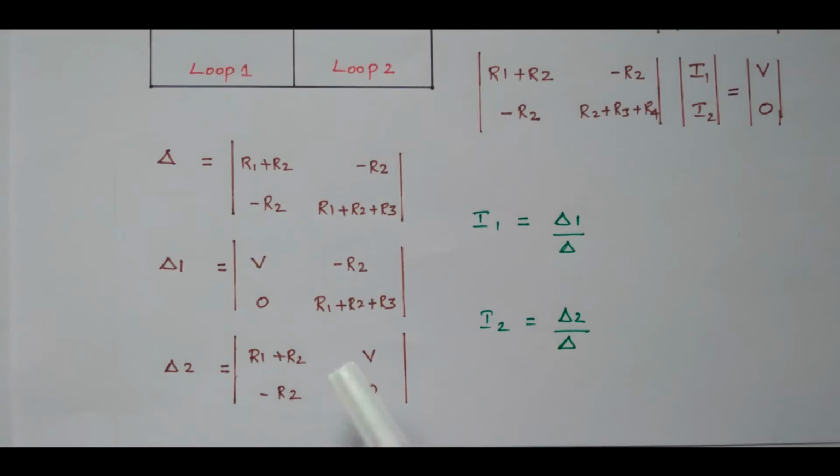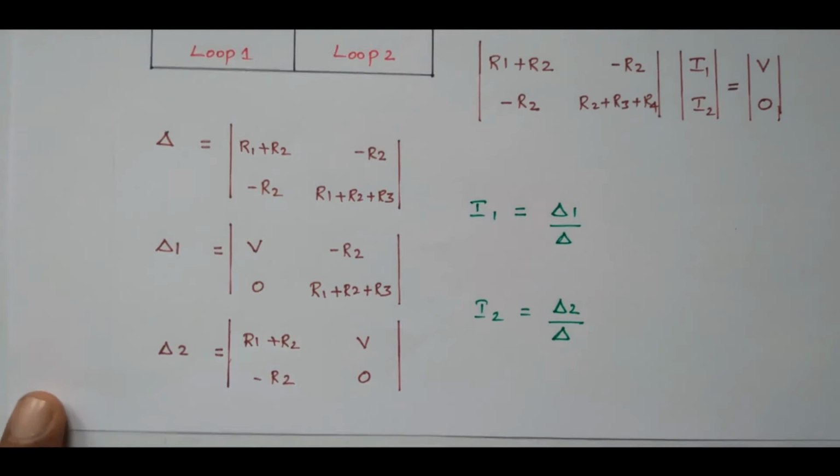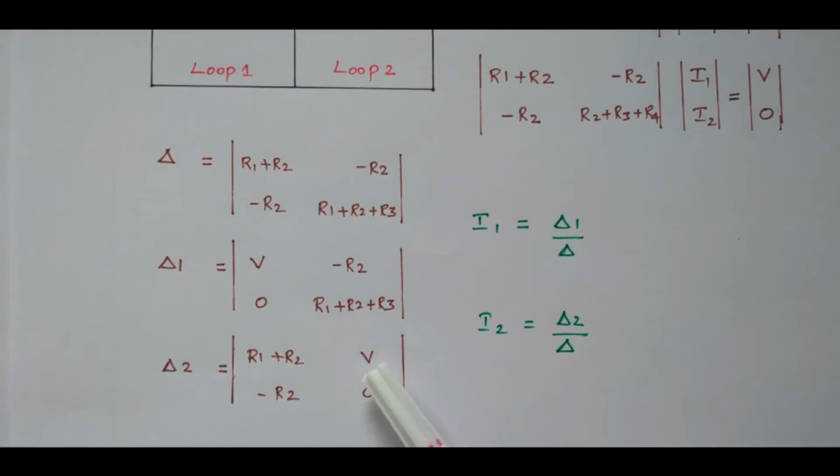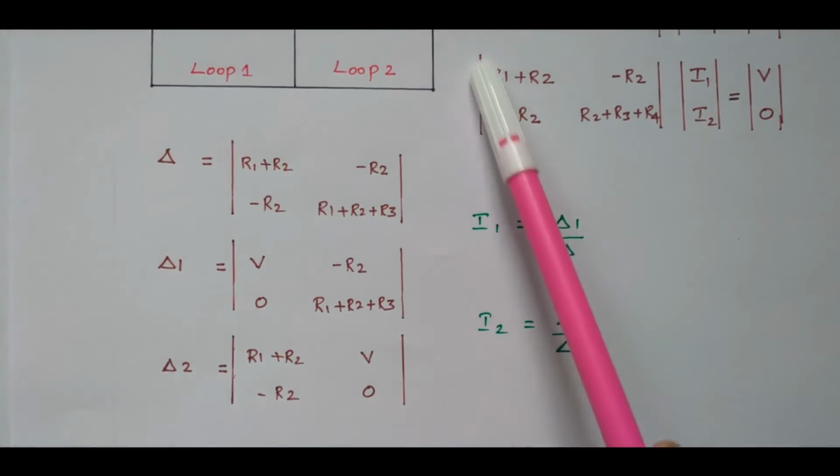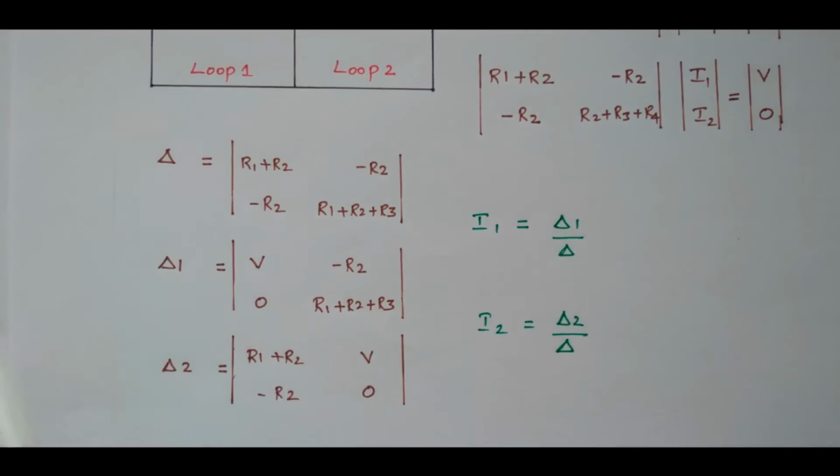Here only 2 columns are available. So the first column is replaced by the voltage matrix, and the second column stays as it is. That is del 1. For del 2, the first column is kept as it is and the second column is replaced by the voltage matrix. So the resistance matrix as it is is taken as del. Replacing the first column with the voltage matrix gives del 1, and replacing the second column with the voltage matrix gives del 2. So we can find the del value, del 1 and del 2.